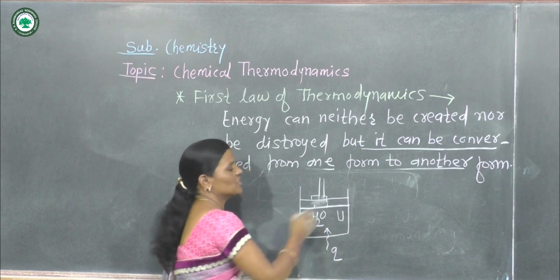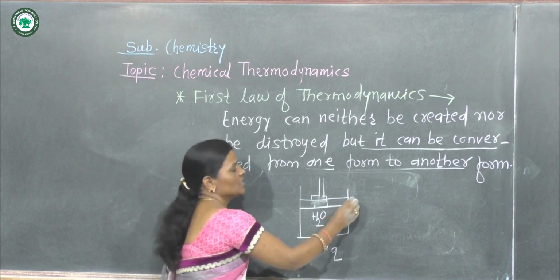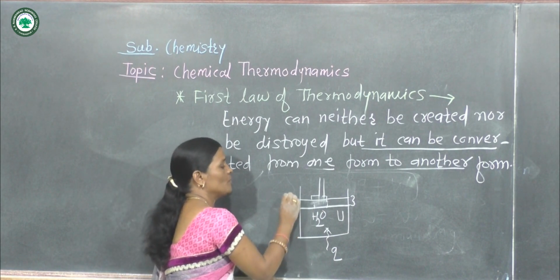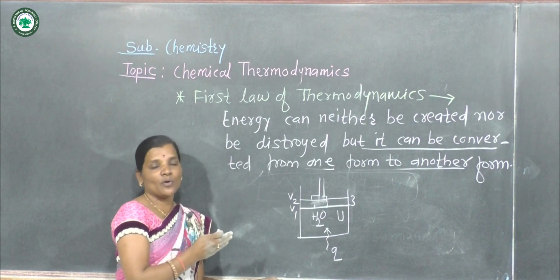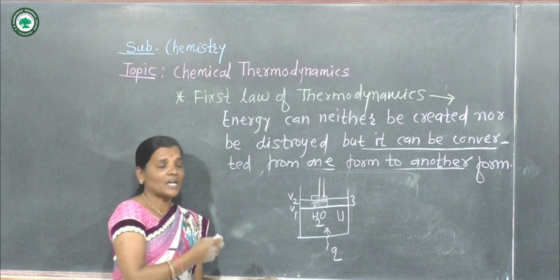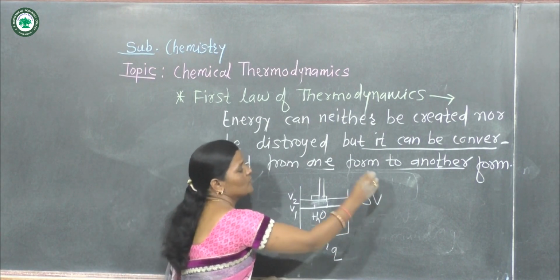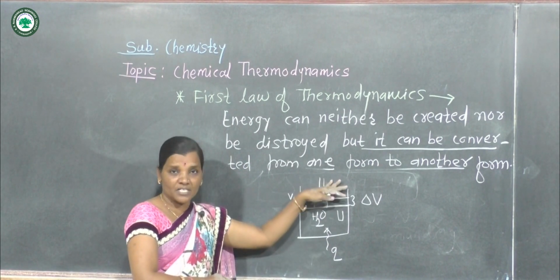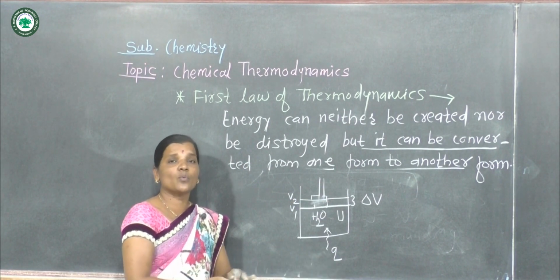Okay, expansion takes place. That means there is a change in volume observed. Initially suppose V1 is the volume, and here a change in volume is observed, so the final volume is V2. That means there is a change in volume, that is delta V. Expansion takes place means here what happens?